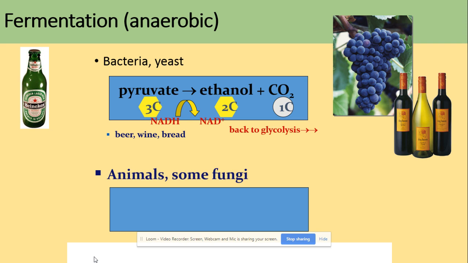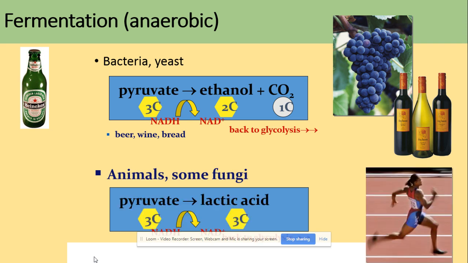Then fermentation in animals is going to use, of course, the pyruvate and reduced NAD, but as the final product we've got lactic acid. So when can we actually come back to aerobic respiration? At the moment when your body has oxygen. If there is not enough oxygen, the process will only take place in the cytoplasm, so glycolysis and fermentation will take place.